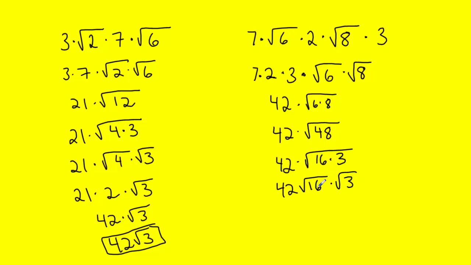16 and 3, as separate square roots. And then simplify. 42 times the square root of 16, which is 4. And the square root of 3 remains the same. You can't simplify that anymore. And now we can multiply 42 times 4, which will give me 168, and then the square root of 3. So here you have some examples of how to multiply radicals. And in this case, all the radicals we were working with were square roots.